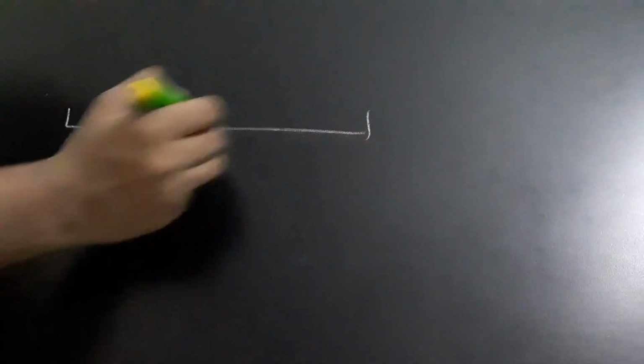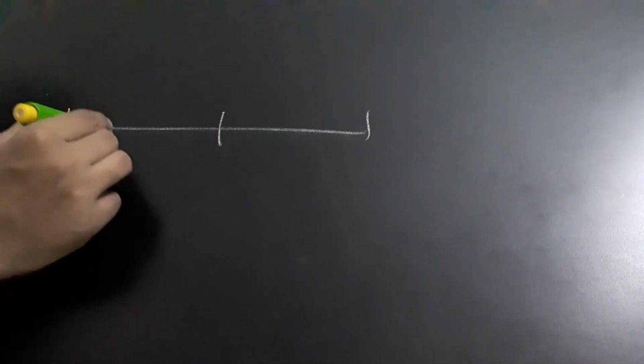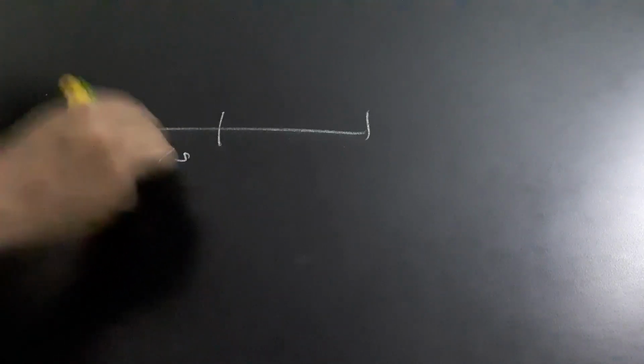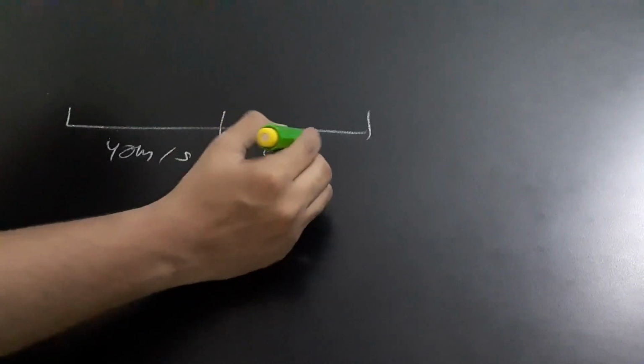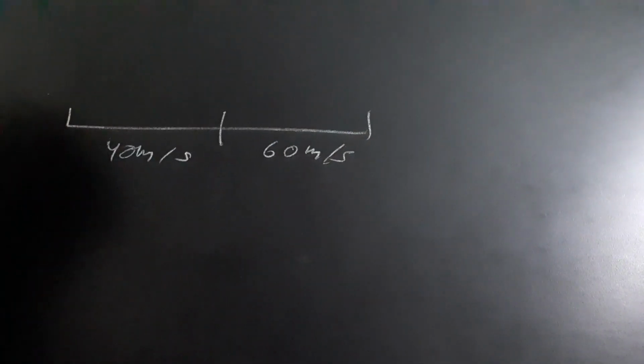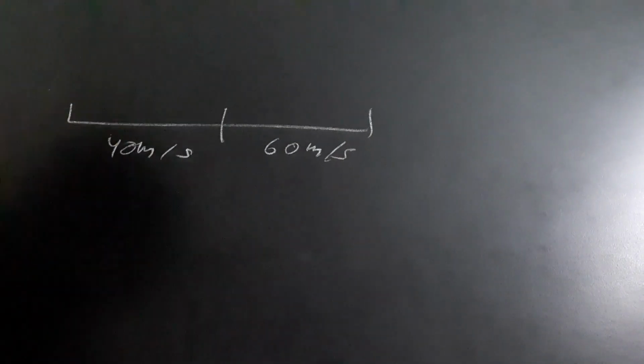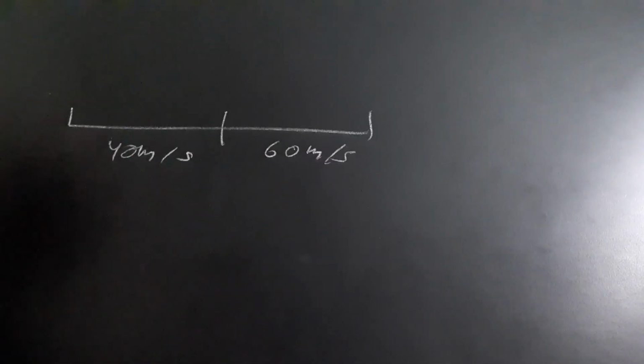Okay, moving on to a very common question again. This question is usually given in a word format. So the question tells you that an object or a person travels half the distance with a velocity, say 40 meters per second, and the other half of the distance with a velocity of, say, 60 meters per second. Then find the average velocity of the whole trip.